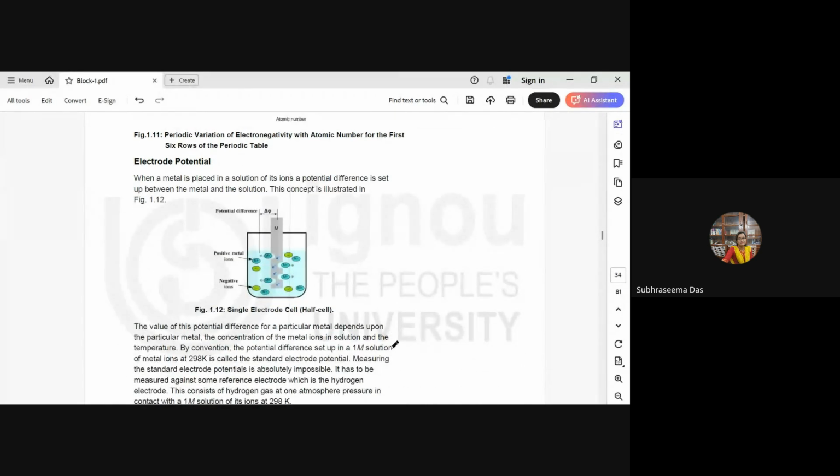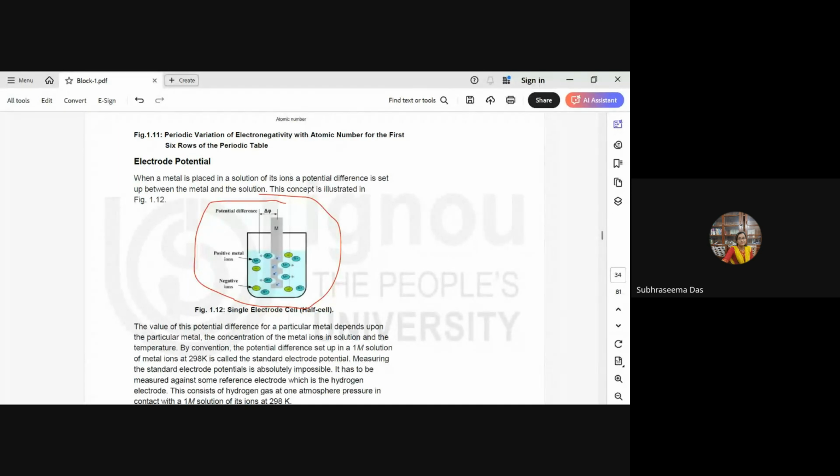Then comes electrode potential. Now, what is electrode potential and how does it affect elements in a period? We will discuss its periodicity. When we take a metal and place it in a solution of its own ions, a potential difference is set up between the metal and the solution. The whole concept is shown pictorially here.